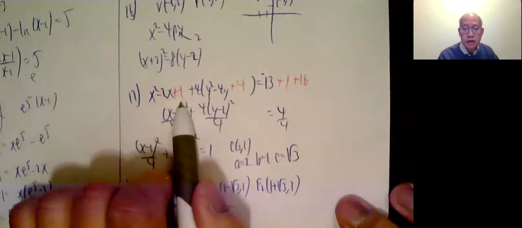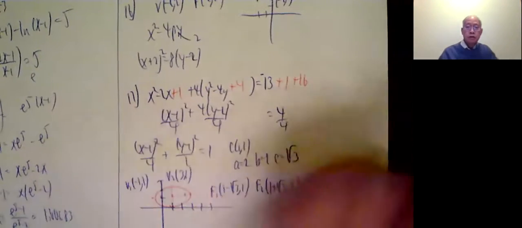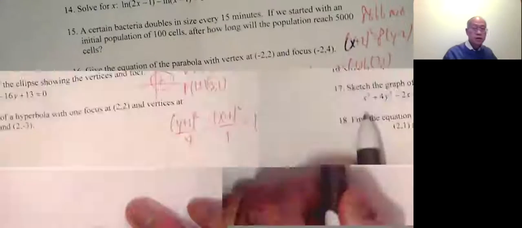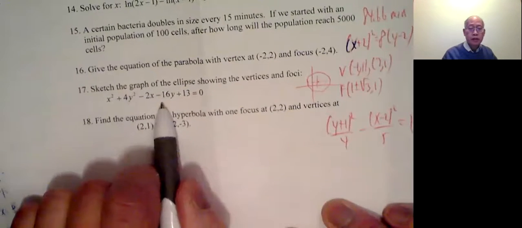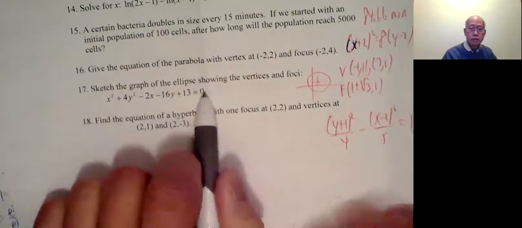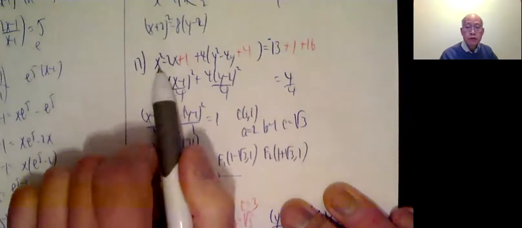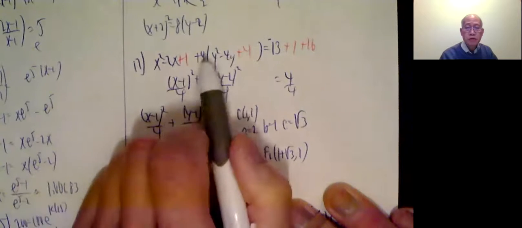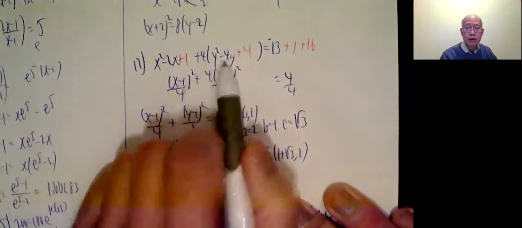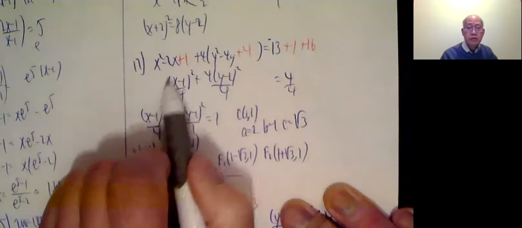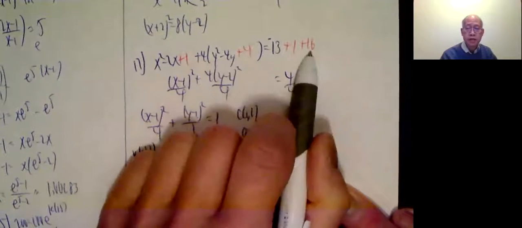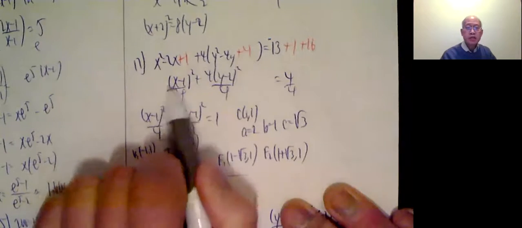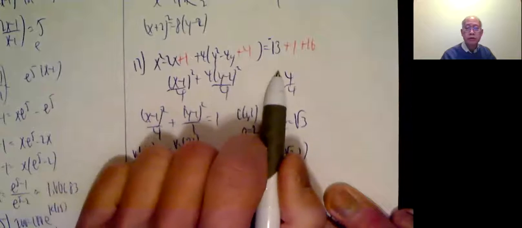Okay, 17 is another complete the square. So put the x's and y's together. So put x squared with a minus 2x, 4y squared and a minus 16y. Factor out the 4. Put the 13 over on the other side. So x squared minus 2x plus 4 times parentheses y squared minus 4y. Half and square, add 1, add 1. Half and square, add 4, which is really 16. X minus 1 squared plus 4 times y minus 2 squared equals 4.